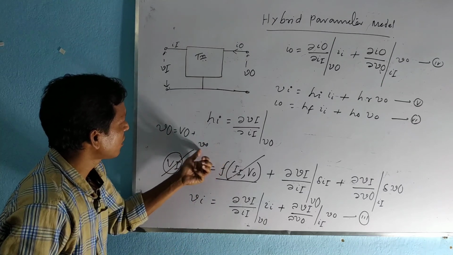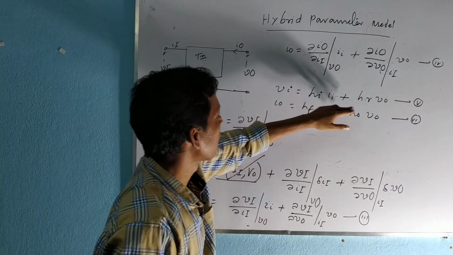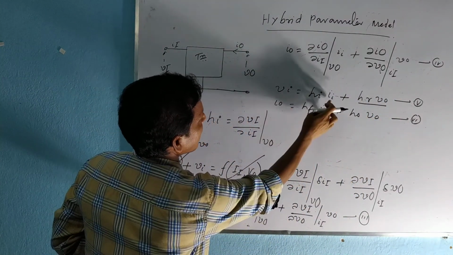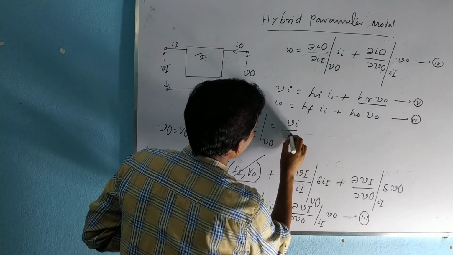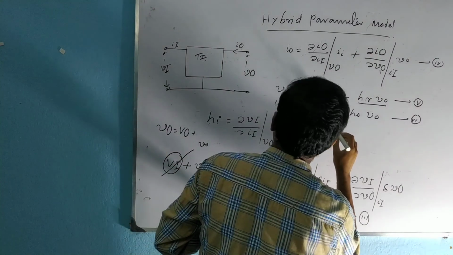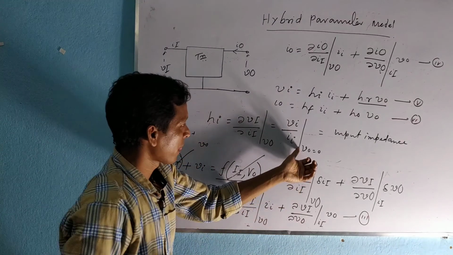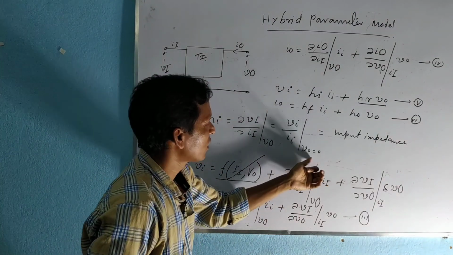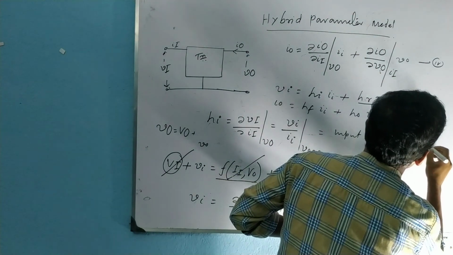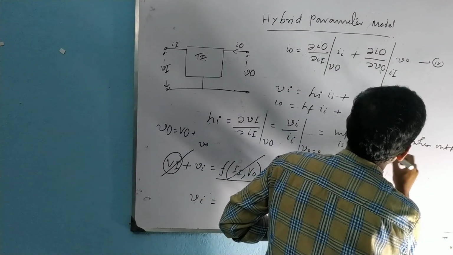What will we get when Vo is equal to 0? If we put the value of Vo in equation 5, what will we get? If Vo is equal to 0, then this term will be 0. So hi equals Vi by Ii, so Vi by Ii when Vo is equal to 0. So it is called input impedance when the AC output is 0, when the output is short to AC. When the output is short, then the voltage will be 0. Input impedance when the output is short to AC signal. Okay.